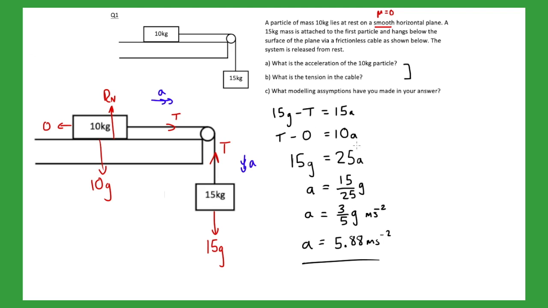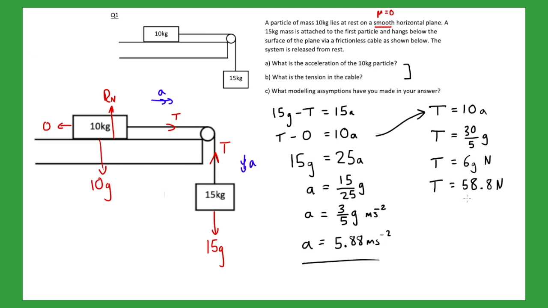For your tension, let's use one of these. I'm going to use the second one because it's really, really easy. T equals 10A. So quite simply, I can times my acceleration by 10. So I get 30 over 5 G, which is 6G, or in decimal is 58.8 newtons. Okay, so there's part A.